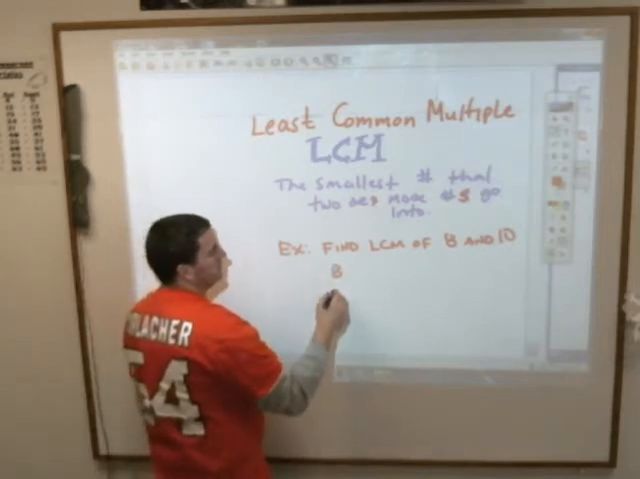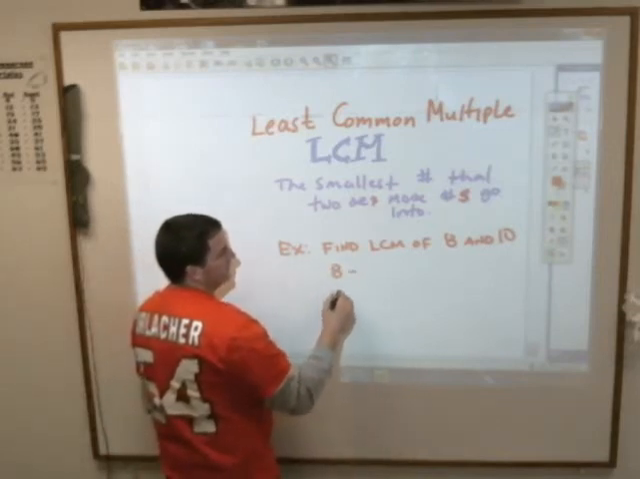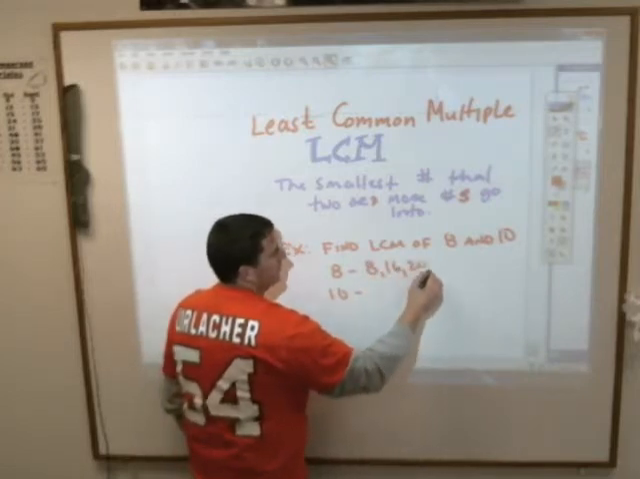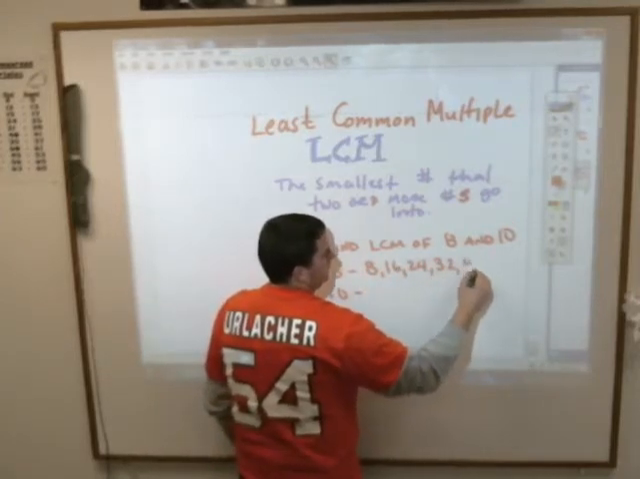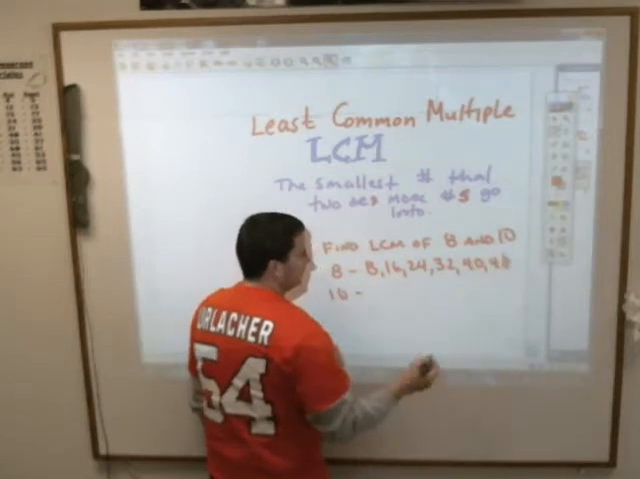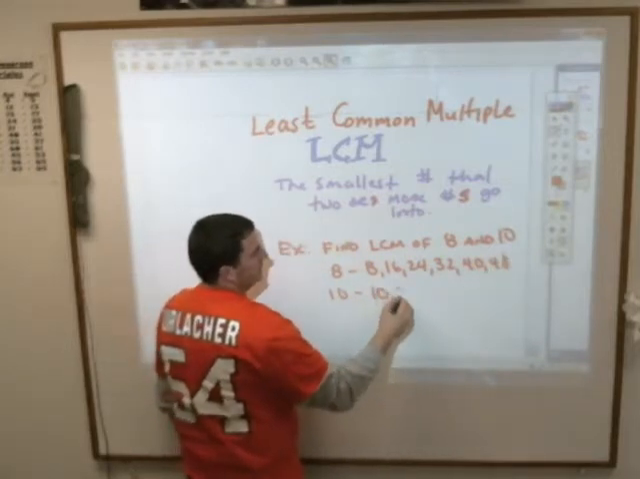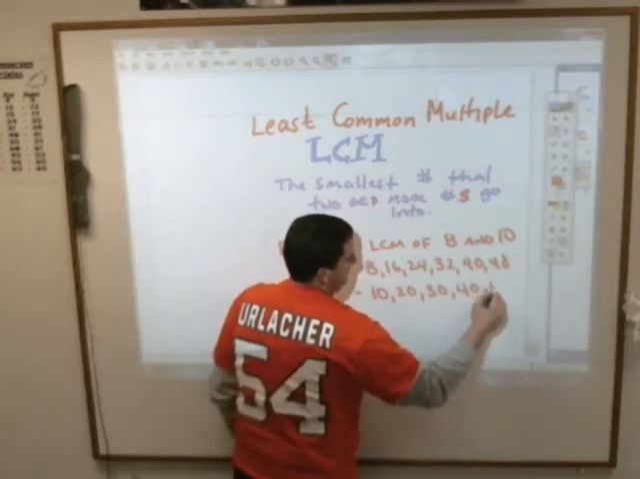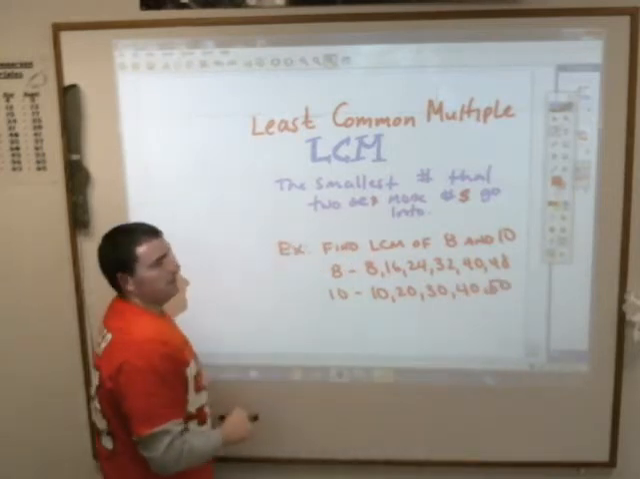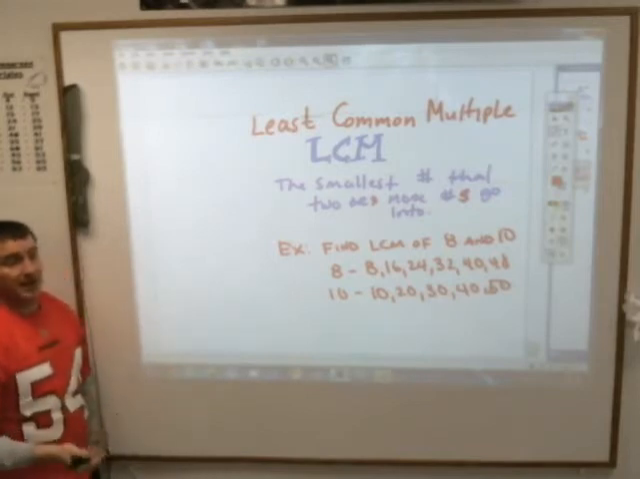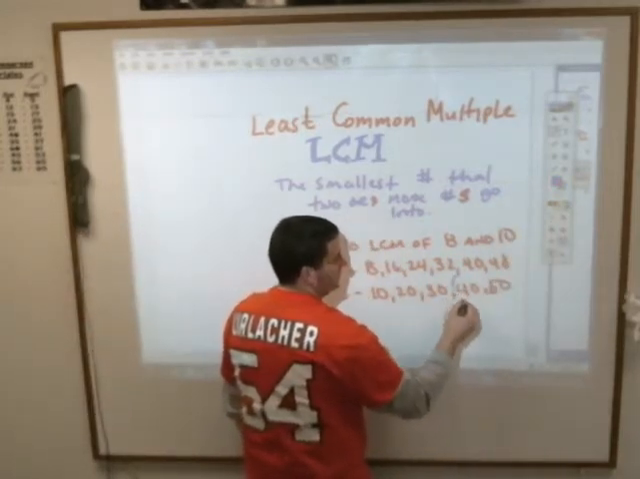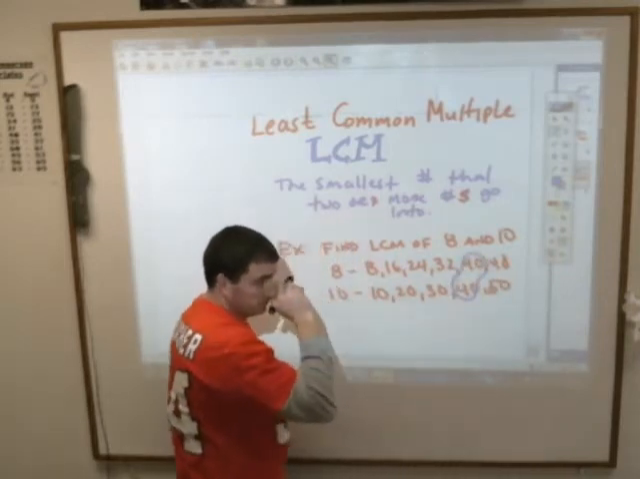Multiples of 8 are 8, 16, 24, 32, 40, 48. Multiples of 10 are 10, 20, 30, 40, 50. Okay. Find the smallest common multiple they have. Well, the smallest number that they both have in their lists here is 40.